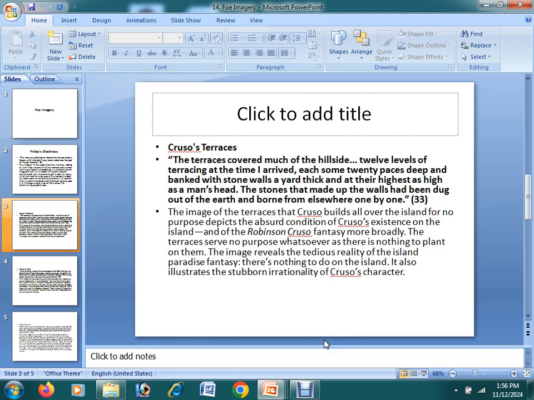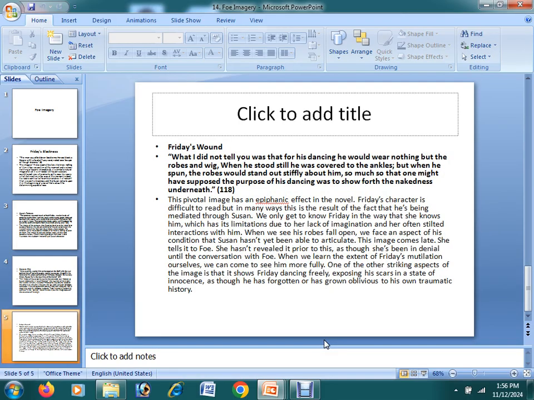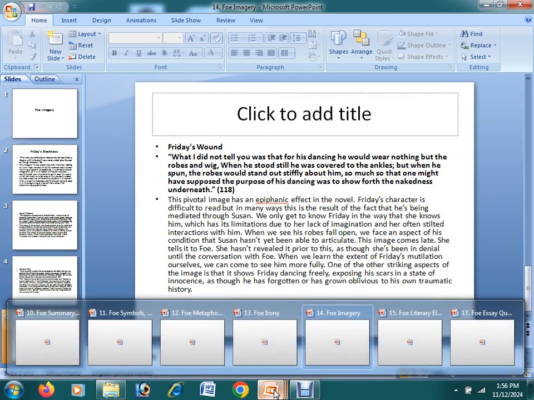Okay, that is also the imaginary Crusoe as a king. That means Crusoe was the king of the island, and he was the king only, with two subjects, Friday and Susan Barton, and Friday's own another imagery. So these are the things relating to Crusoe.